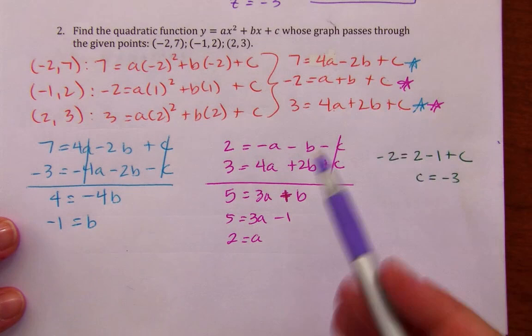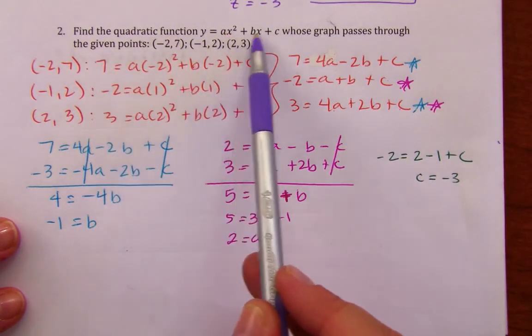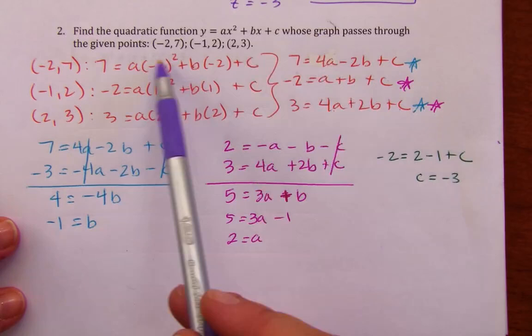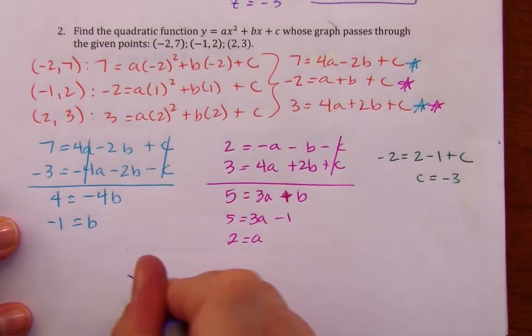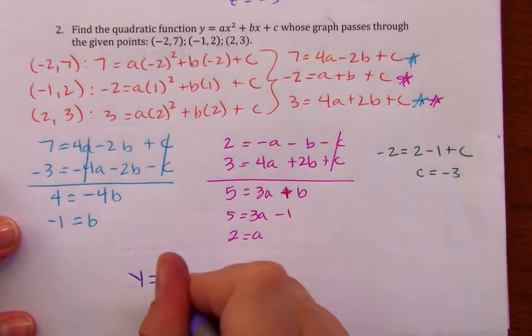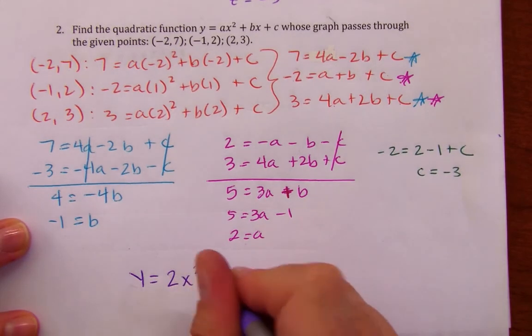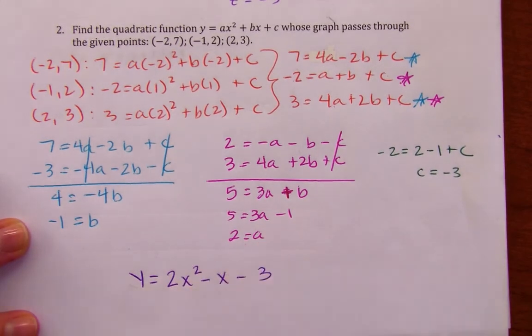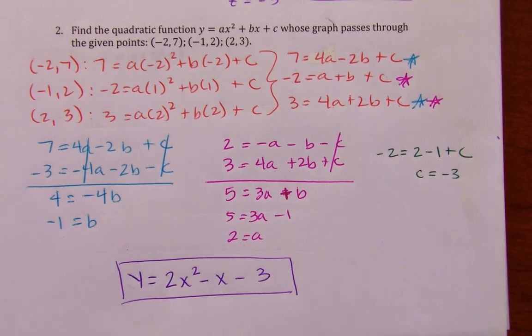But what they actually asked for here was find the quadratic equation whose graph passes through these 3 points. Well, now I have values for a, b, and c, so my answer is actually writing the equation. So we have y equals 2x squared minus x minus 3, plugging in our a, b, and c, and that's it. And that's actually the end of section 7-2.